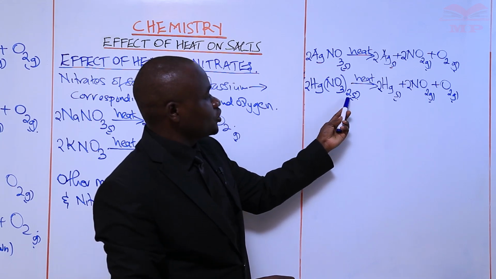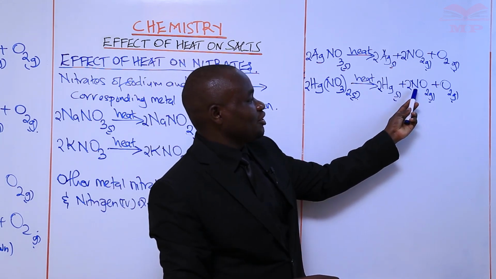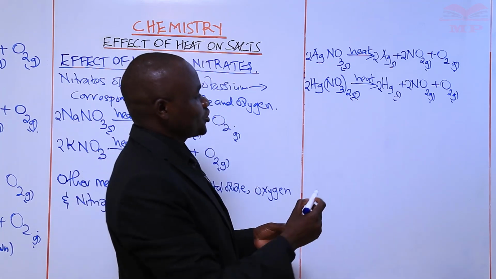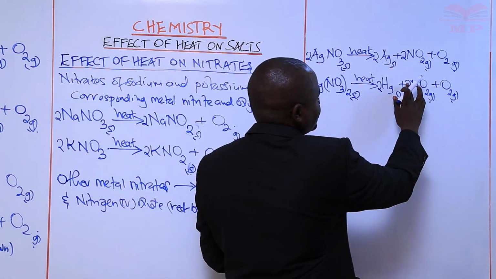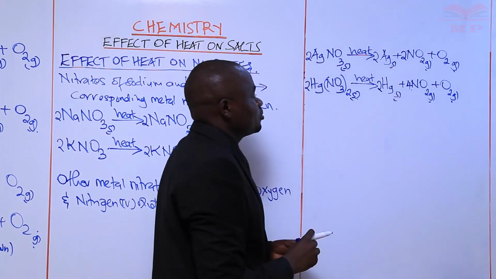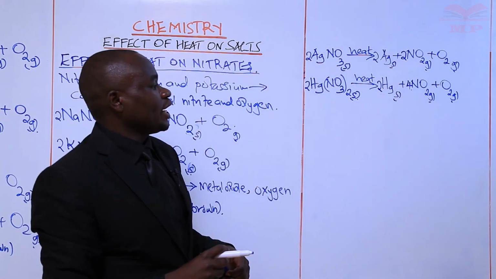This will be 2 times 2, 4. But remember, we have 2. So it's not balanced. So that means it calls for us to make a change here. So this will be 4 atoms of nitrogen.